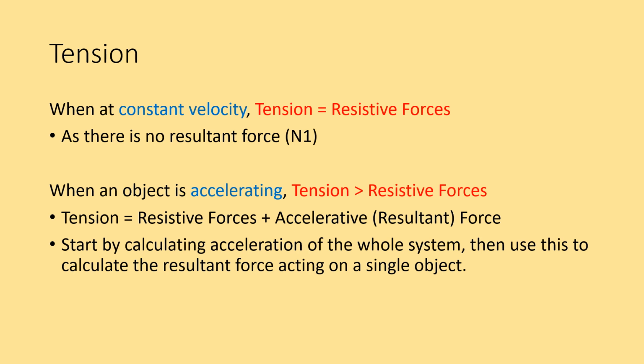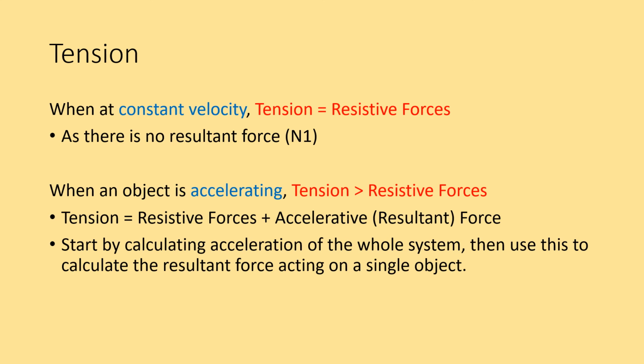Okay, so when we're looking at these examples of tension, if a vehicle or an object is moving at constant velocity, then the tension is the same as resistive forces. There is no overall resultant force. Otherwise, it would be an acceleration. Newton's first law says that's not true. We're at constant velocity, so there's no resultant force. So tension is the same as resistive forces.